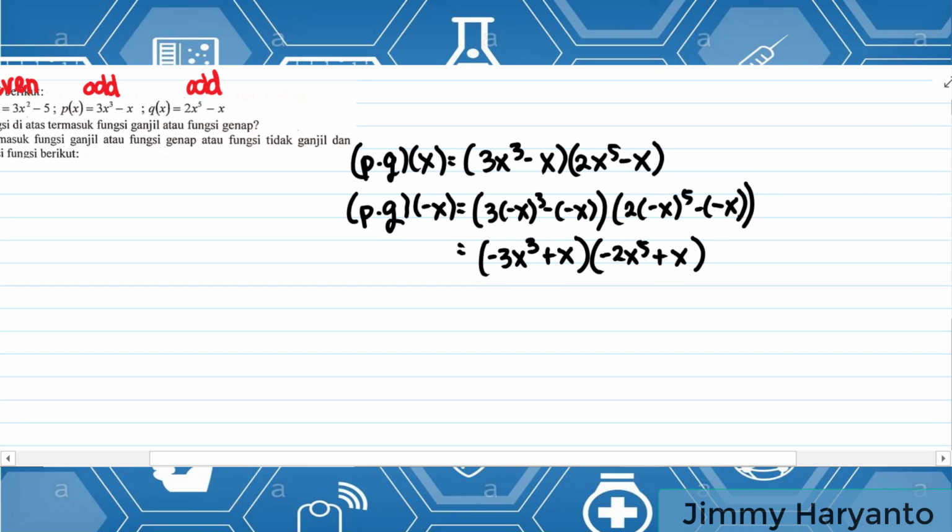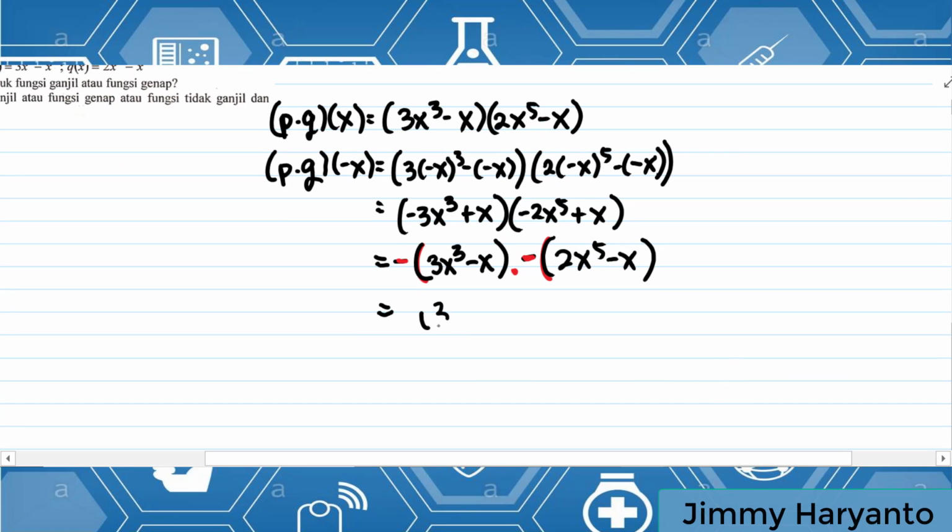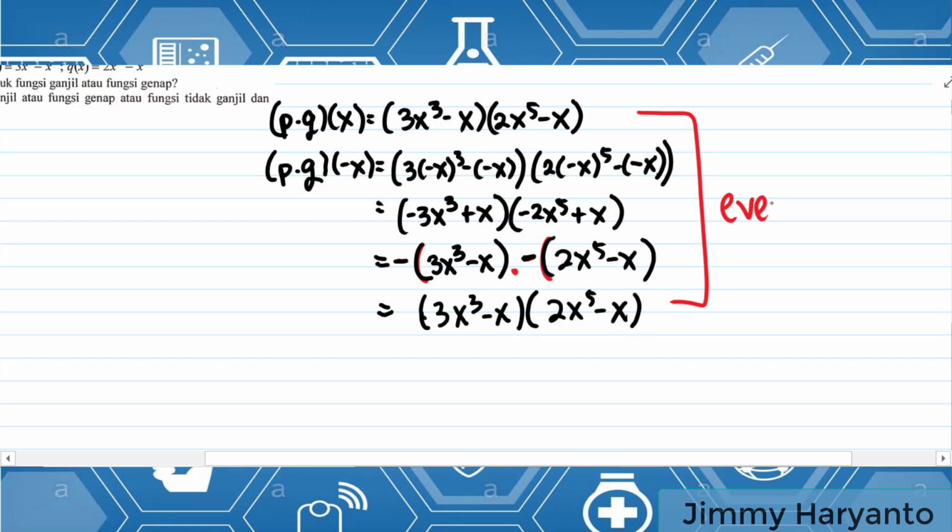If you simplify this one, you can take the negative outside. The result will be 3x cubed minus x. And for this one also take the negative, it will be 2x^5 minus x. When you take the negative from the first one and the negative from the second one, negative times negative will be positive, so the result will be 3x cubed minus x times 2x^5 minus x. So this is the same. If it's the same, it means even.